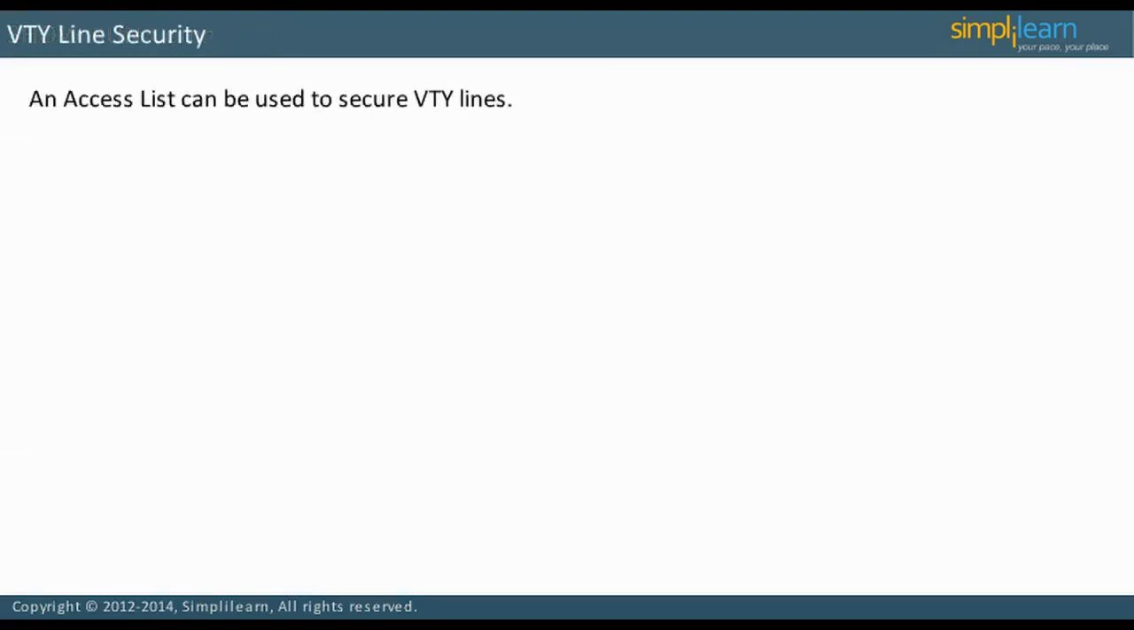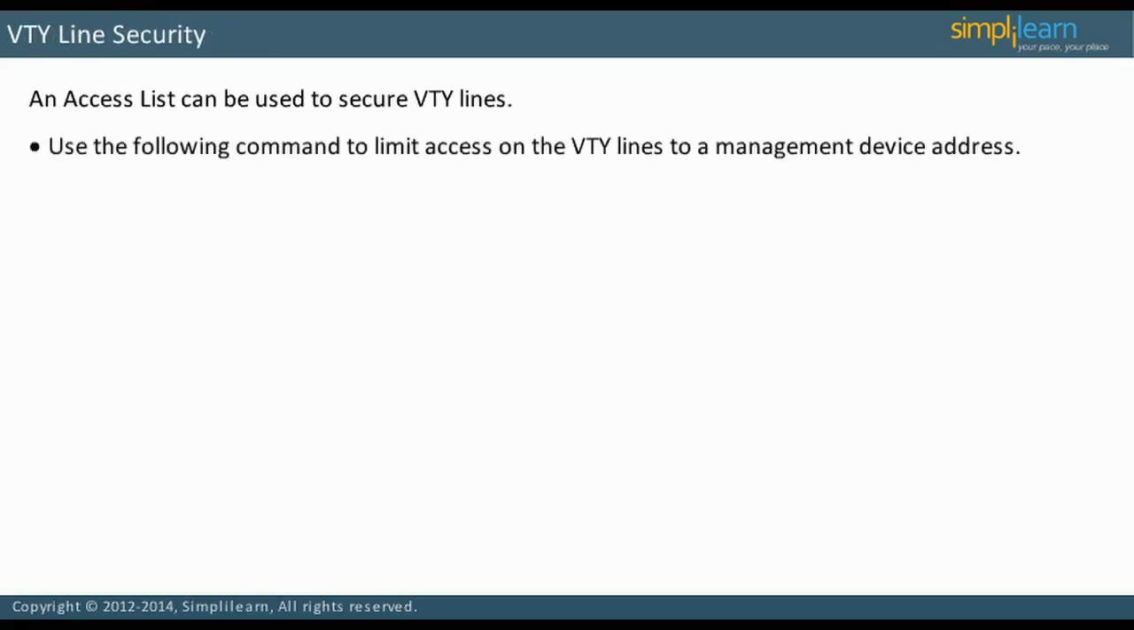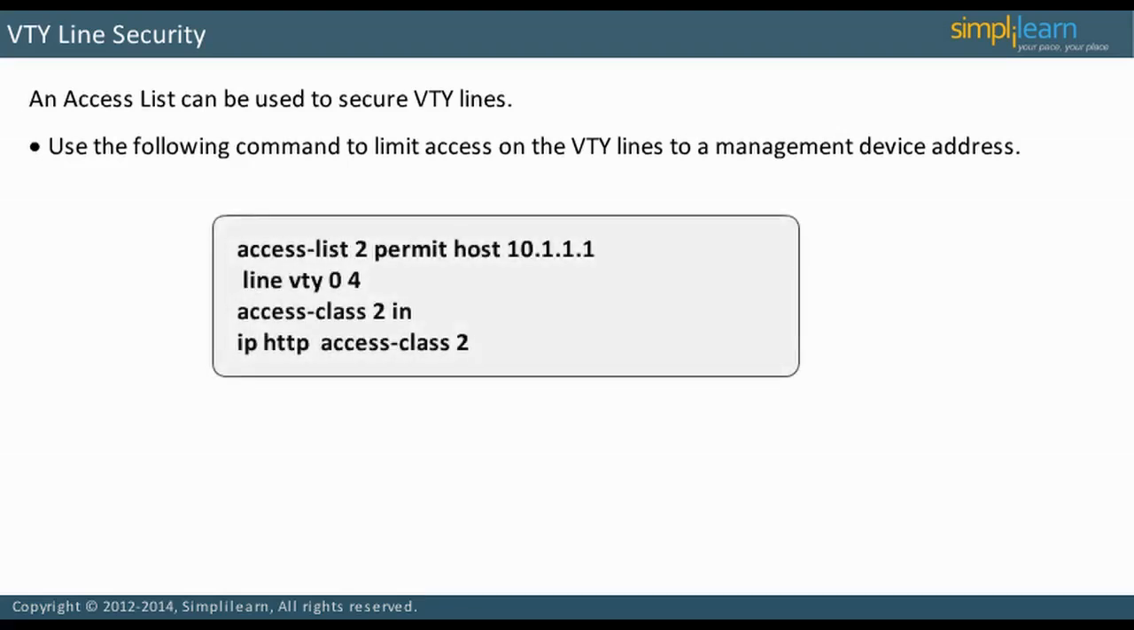An access list can be used to secure VTY lines. You can limit access on the VTY lines to a management device address. Then only the network administrator has VTY access to the device. To limit Telnet or SSH, the ACL is applied with the access-class command. To limit Hypertext Transfer Protocol (HTTP) traffic, the ACL is applied with the command on the slide. A standard numbered or named ACL can be used. Take some time to review the configuration. In the next slide, let us discuss how ACLs can be used for security.